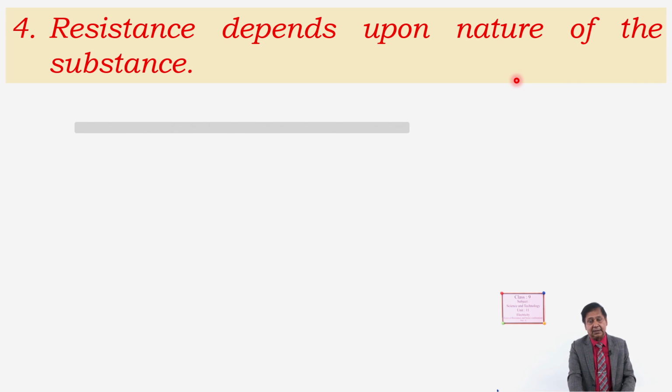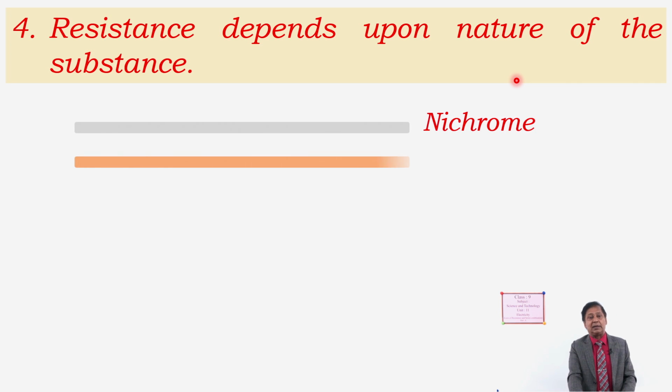If this is a nichrome wire, and another wire is taken which is of the same length, same thickness, same temperature, a copper wire, and current is made to flow through these two wires, what is found? The nichrome wire becomes red hot, but the copper wire's temperature rises only a little. What does it mean? Nichrome has very high resistance, it obstructs the flow of current a lot. That's why we can say that resistance depends upon the nature of the substance, how the electrons are arranged in its atom and how many free electrons they contain.